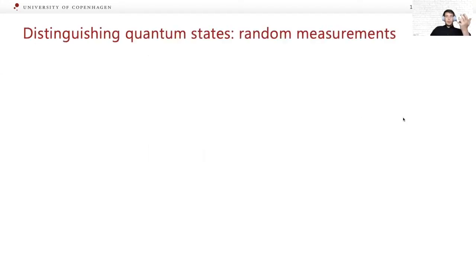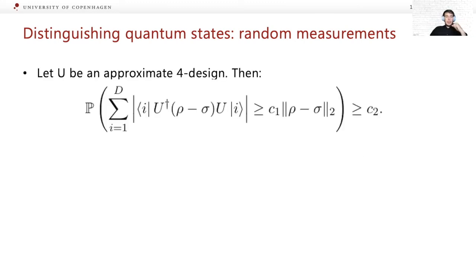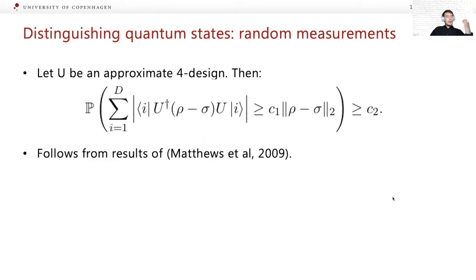And now we need a way of distinguishing two states, our guess and the actual state. What we're going to do for that are random measurements. It follows from results of Matthews and others that if we take an approximate unitary design and measure two states in the basis defined by that unitary, then the total variation distance between the two underlying probability distributions of the outcomes is proportional to the Hilbert-Schmidt distance between the two states.